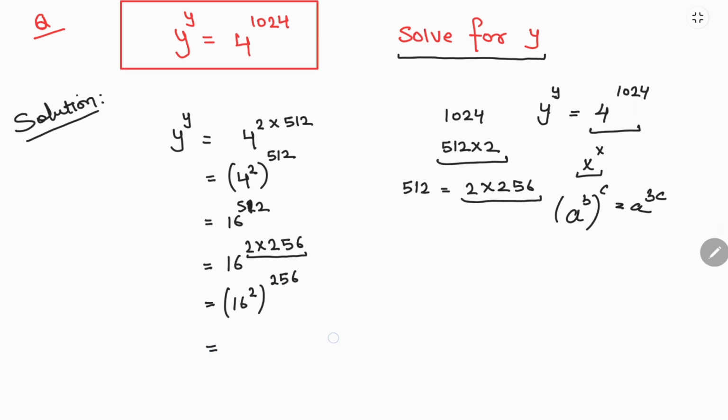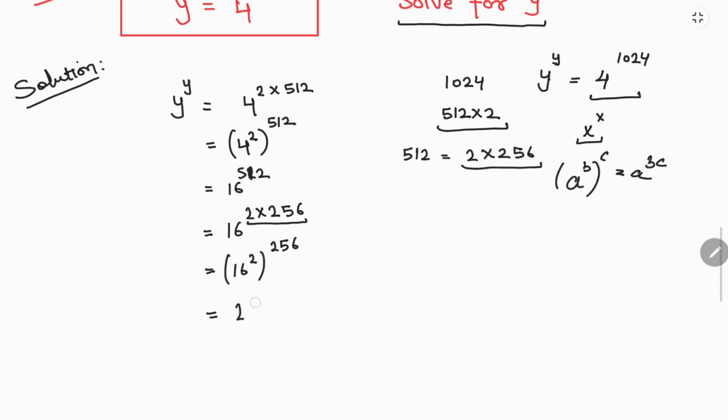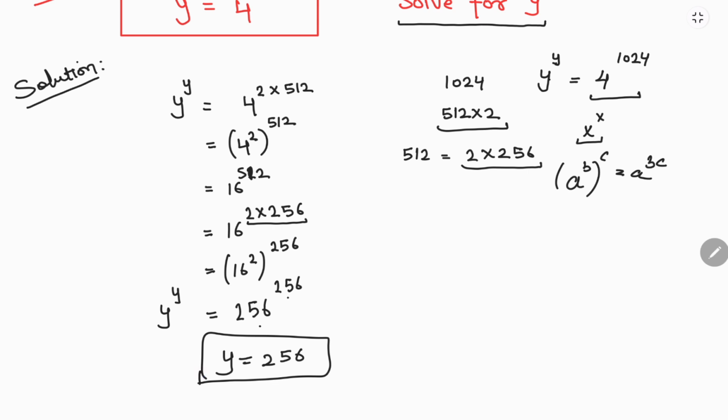Now what is 16 square? 16 square is 256, and in the exponent as well we have 256. Now if we see left hand side and right hand side, we can see they both are in same way, right? y raised to power y, like means something raised to power something is equal to something raised to power something. Now if we compare, we get y is equal to 256 and this is our answer, right?